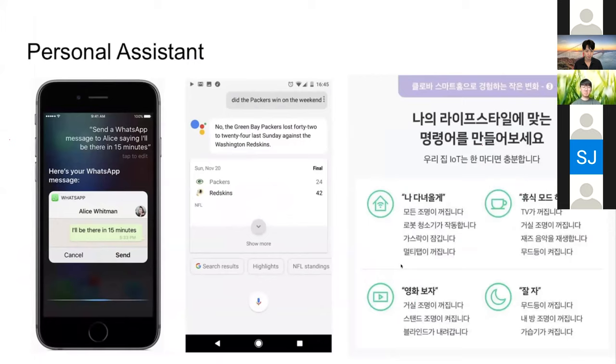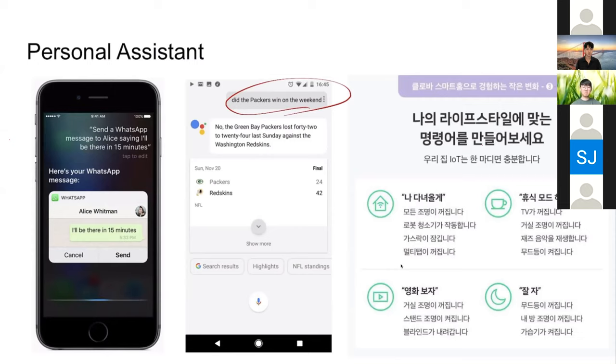So you're seeing here, did the Packers win on the weekend? Or you can actually, you know, turn on your air conditioner. You can turn on your lights. You can turn off. You can, you know, turn on the music. There are a lot of different simple but still useful commands you can actually give the personal assistant.